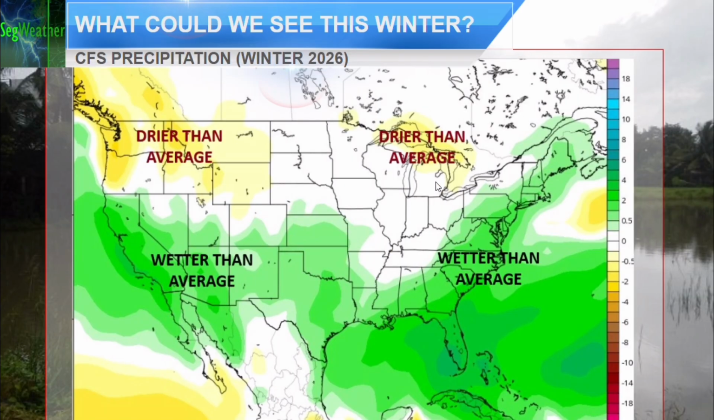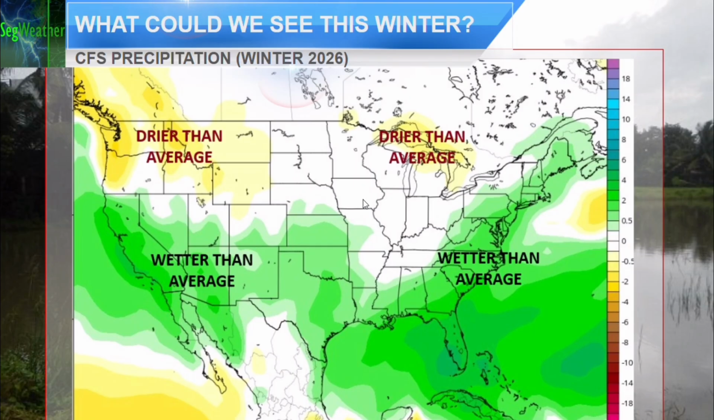And looking at what the CFS precipitation model is showing for this winter, it does show drier than average precipitation across the Pacific Northwest, which I do agree with. That's most likely going to happen. Now, here in the Midwest is the question mark, as it does show some area up here around the Great Lakes, but the Midwest it does keep quite average.